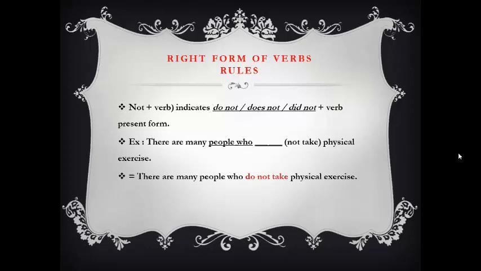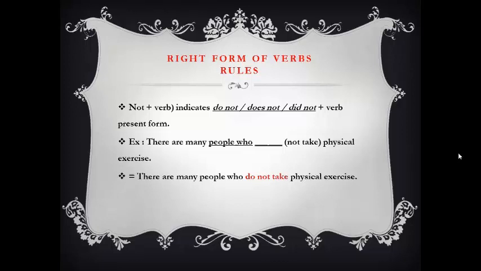Not plus verb indicates do not, does not, did not plus the present form of the verb. Follow the example. There are many people who not take physical exercise. There are many people who do not take. Here, do not means the subject is plural, does not means the subject is third person singular, and did not means the sentence is past tense.